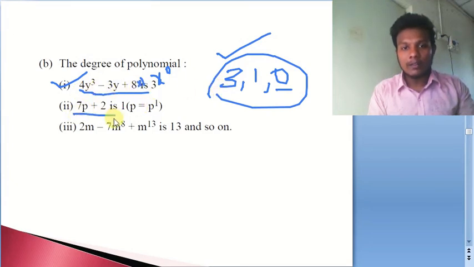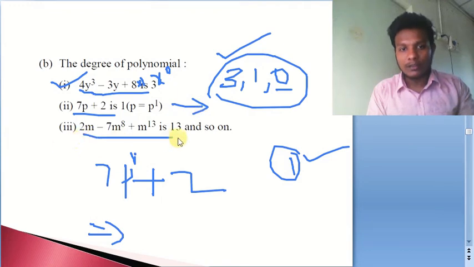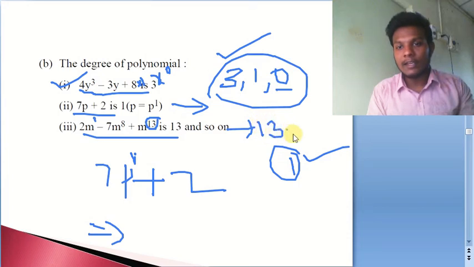Now see this one, 7p plus 2. Here p power 1 will be there by default. The variable involved is p, and for that p the exponent is 1. It is the highest, right? So the degree of this particular polynomial is going to be 1. Now see this one, here m power 8 is there, m power 1 is there, and m power 13 is there. Here 13 is the highest among them. So 13 is going to be the degree of the polynomial.